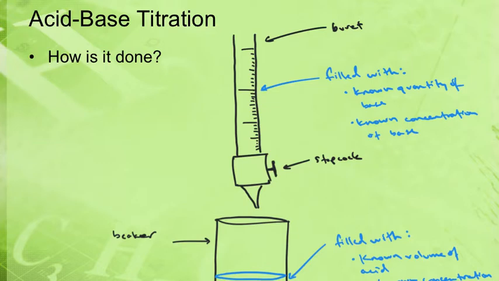We will also put an indicator in here to tell us when this reaction is complete. Usually it's something like phenolphthalein, which turns from clear to pink. The goal is to use the base to drop into the acid, and then we wait until the reaction is done by watching for the indicator. And from that, we can find the concentration of the acid.